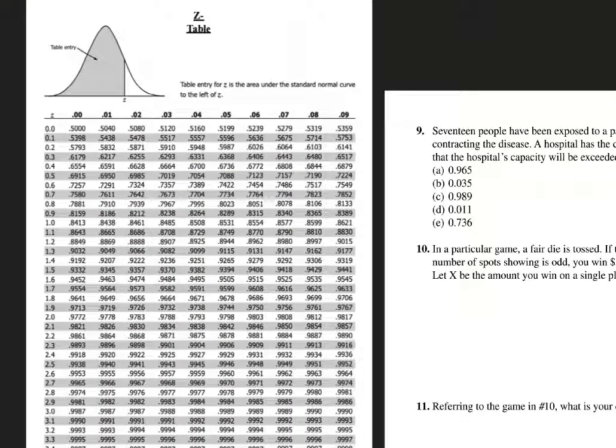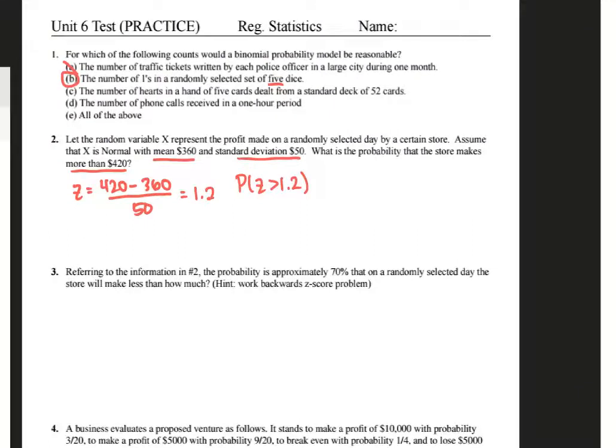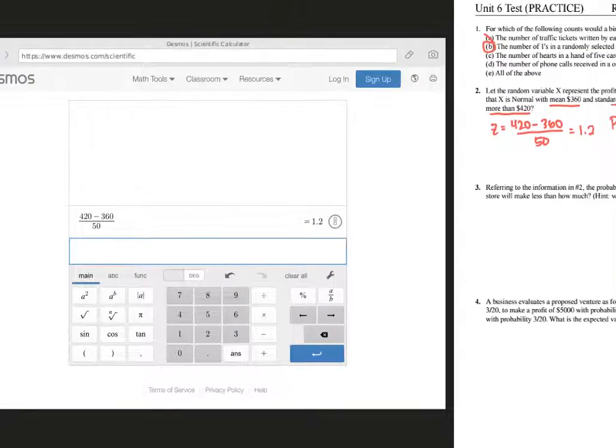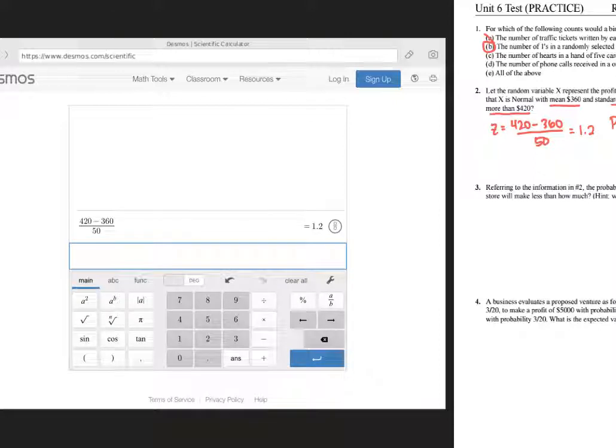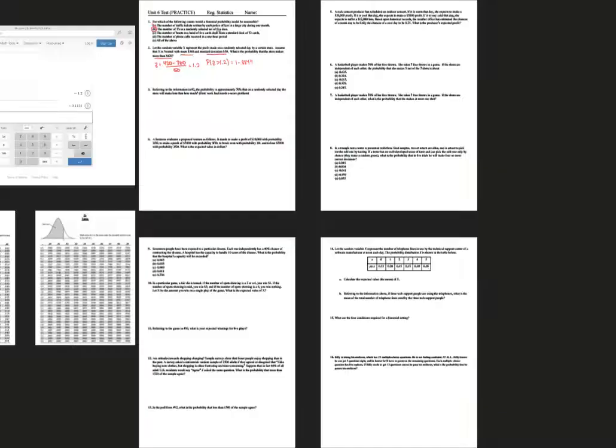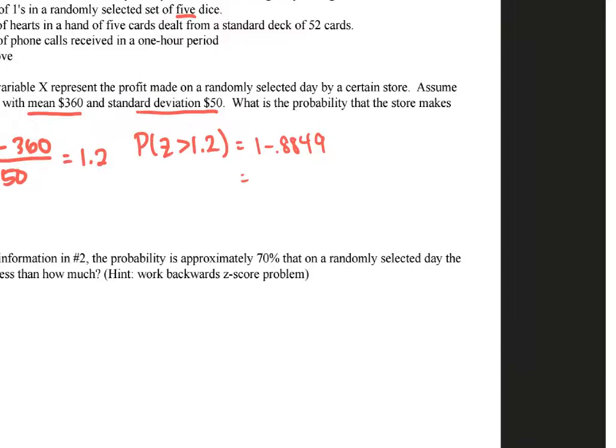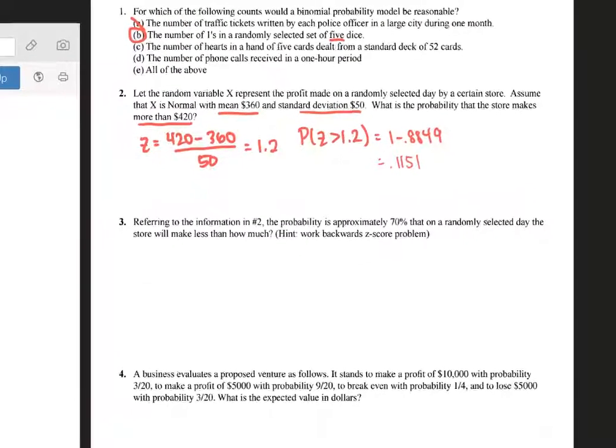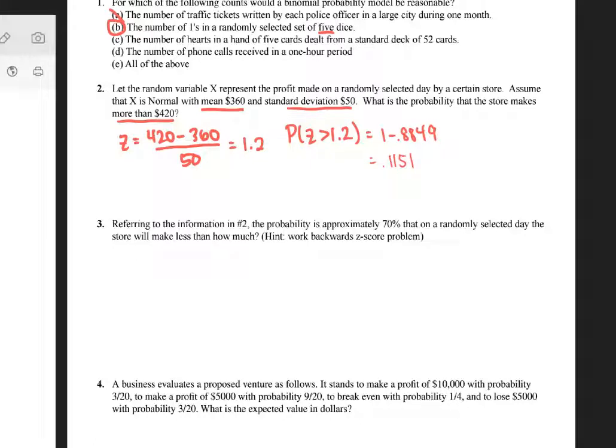Okay, so looking at our z-score table, we see 1.2, that's 0.8849. But since we're looking for greater than, we need to do 1 minus that. So it's going to be 1 minus 0.8849, which gives us 0.1151. So in context, I'm going to say the probability that the store makes more than $420 is 0.1151.